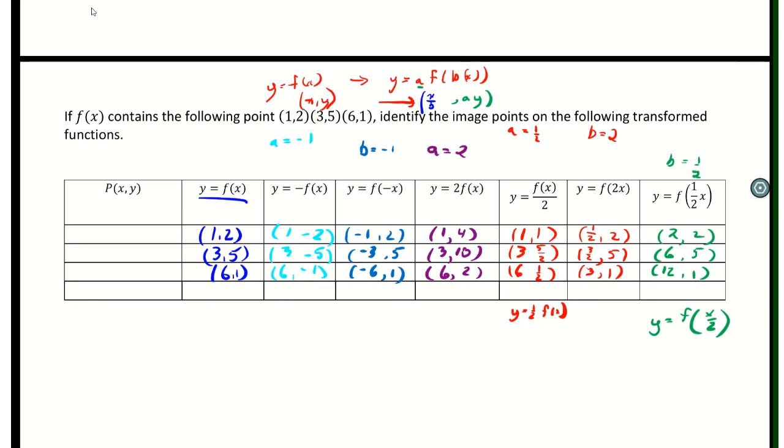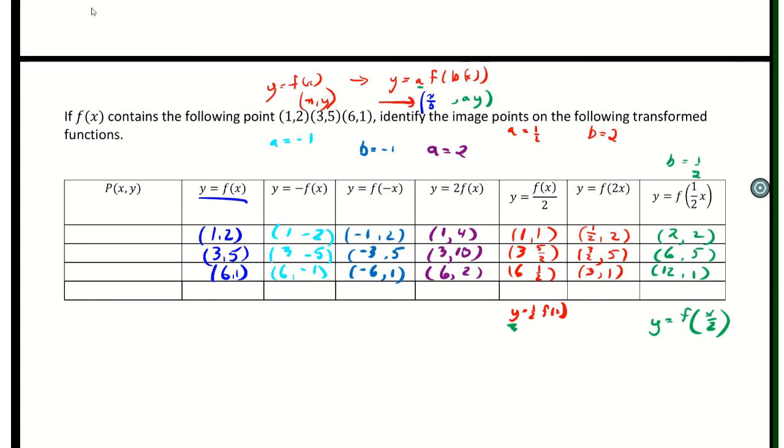y is equal to f of x divided by 2. a is equal to 1/2. Why? Simply because you could write it as y is equal to 1/2 f of x. Remember that divided by 2 is the same as multiplying by 1/2. Here, also, b is equal to 1/2, and that's easy to pick out.